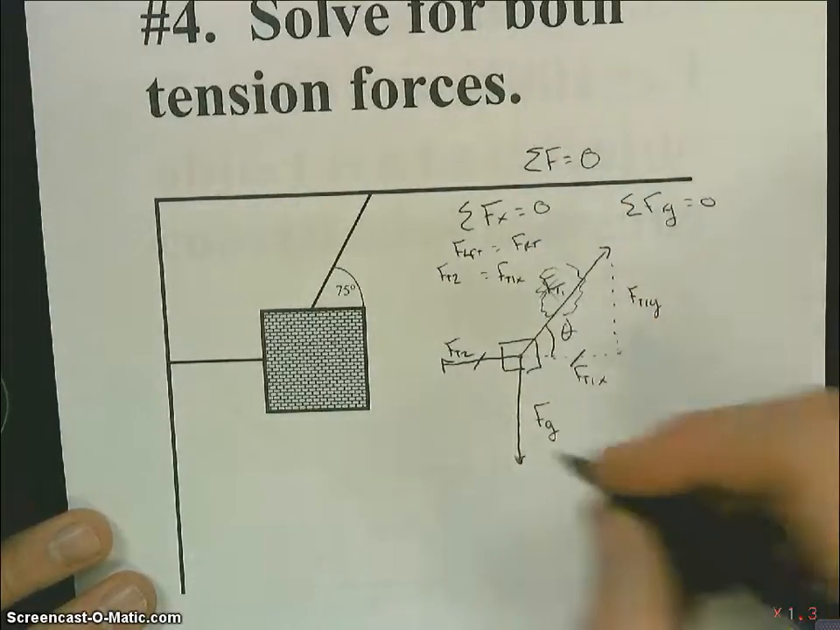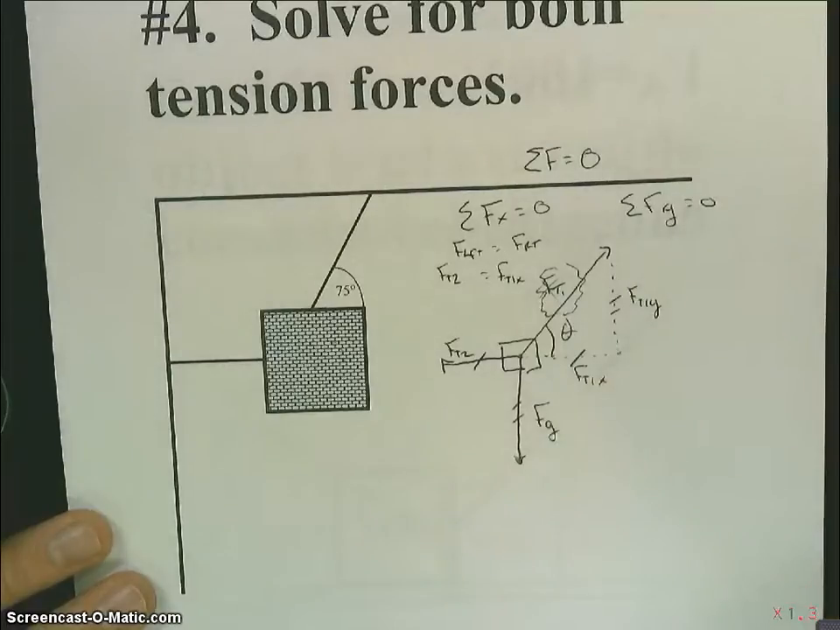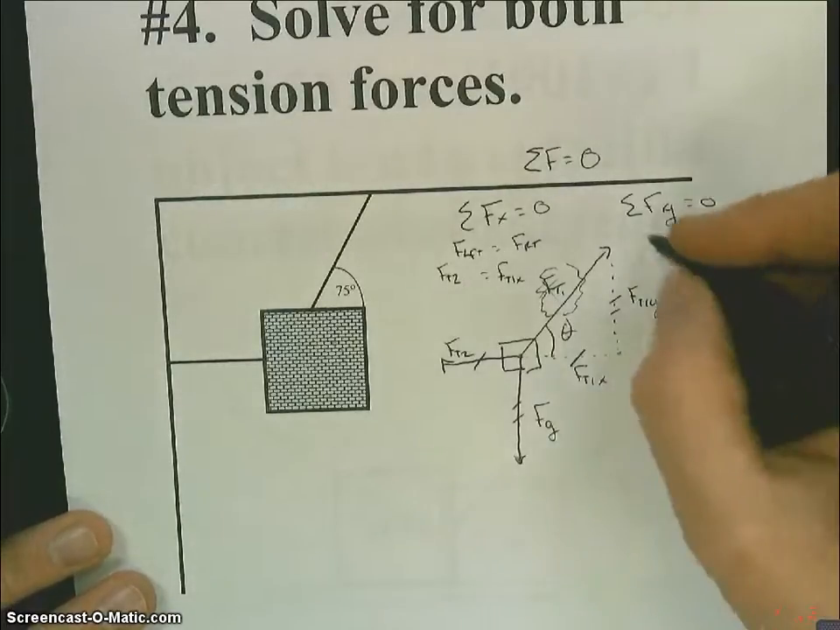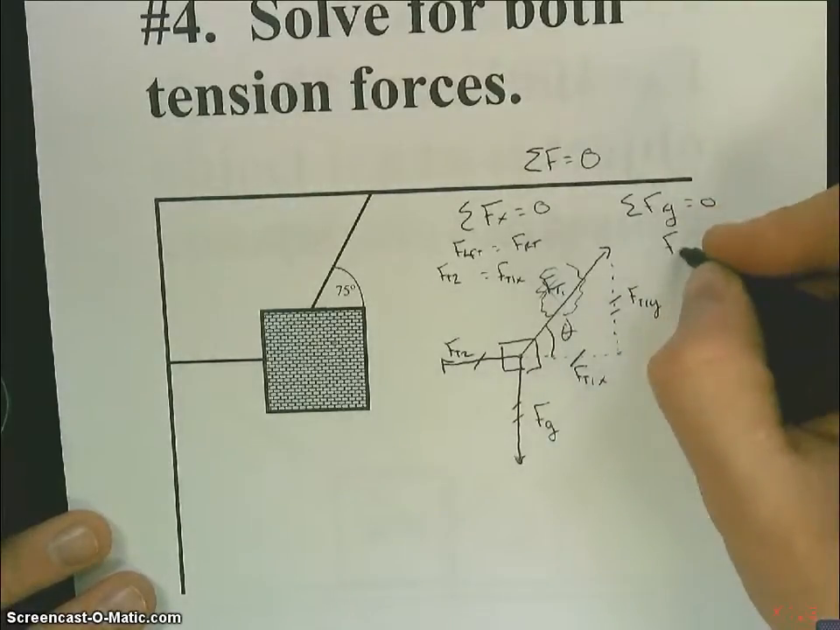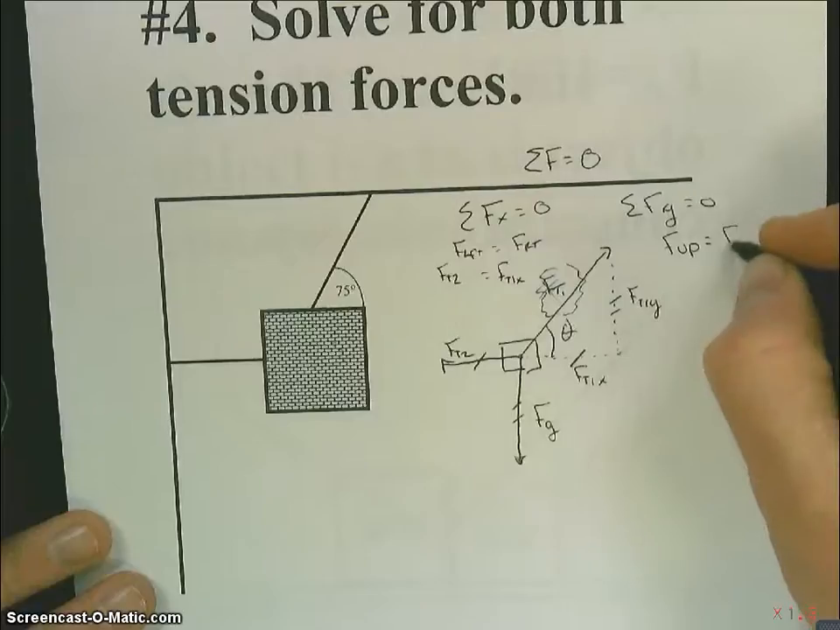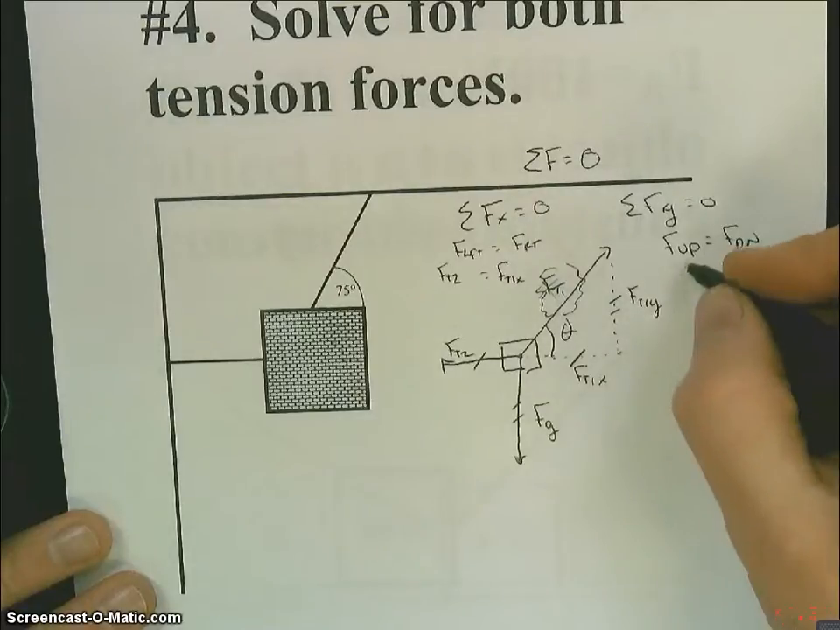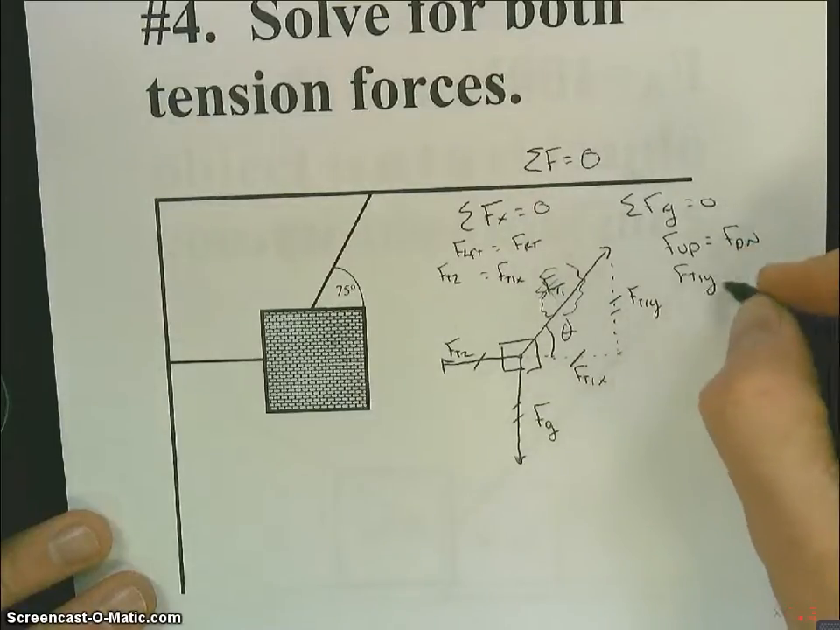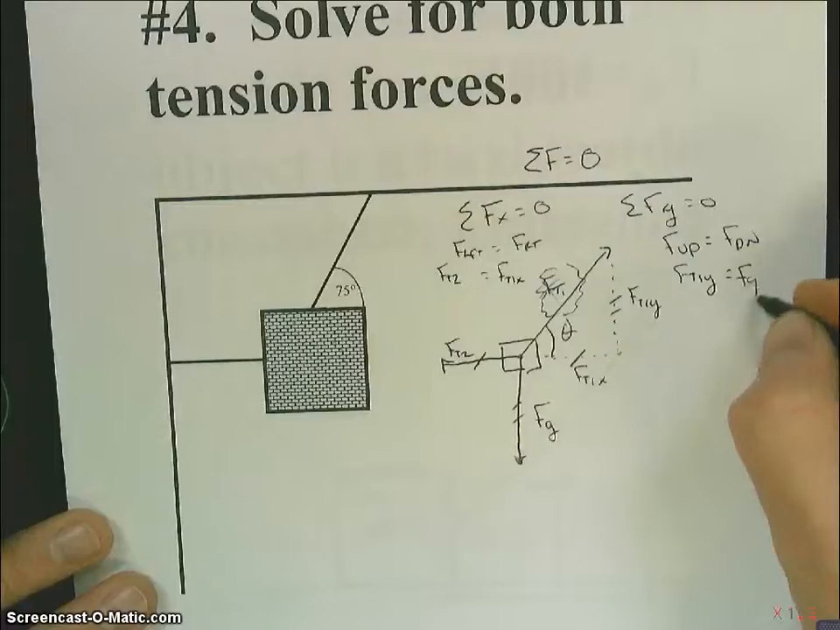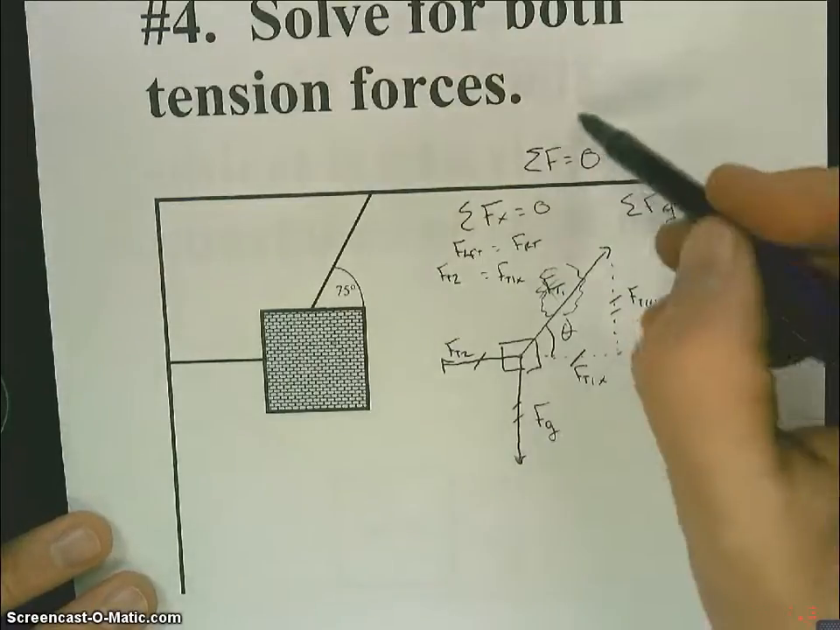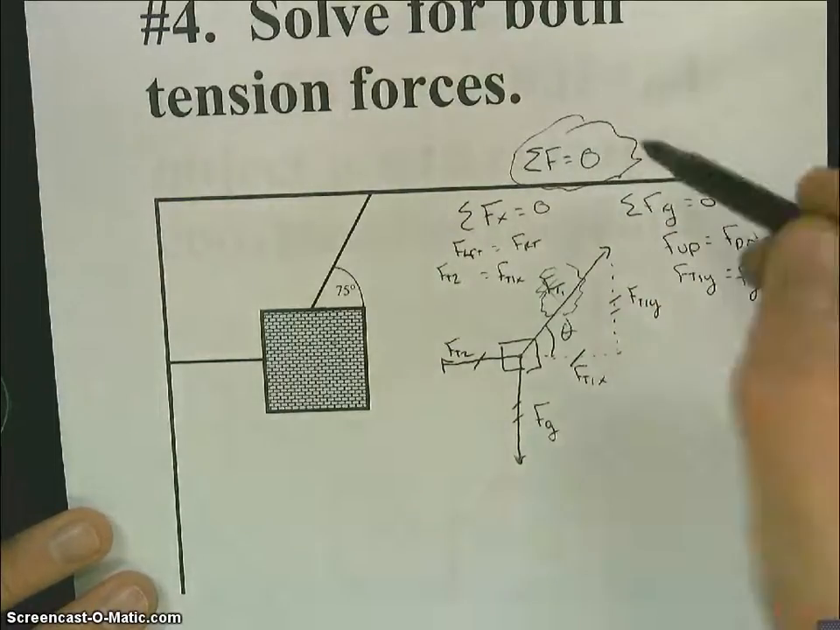Now the other two that are equal and opposite are my force of gravity and my force of tension in the y. Again, I can say that because force up will be equal to my force down. My force up is force of tension 1 in the y. My force down is the force of gravity. Again, all of this is able to be told true based off of that.